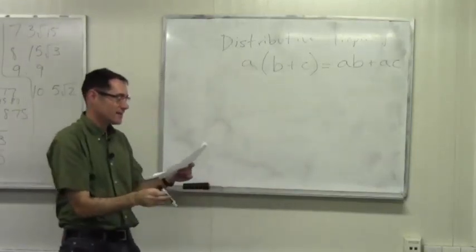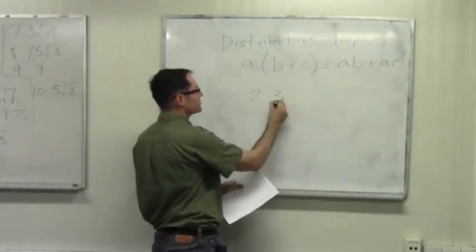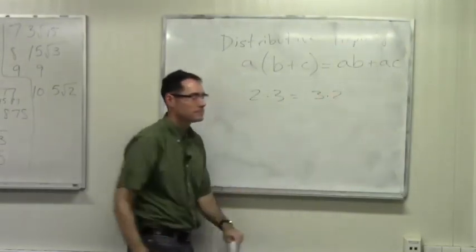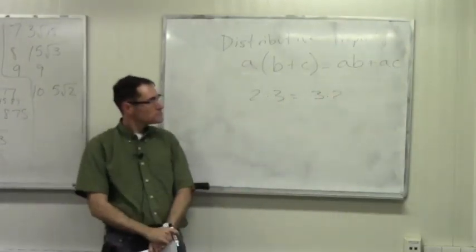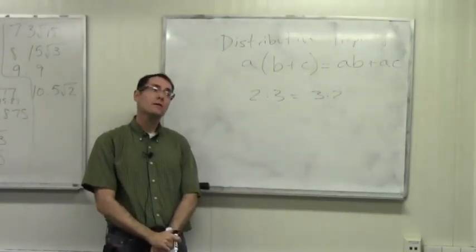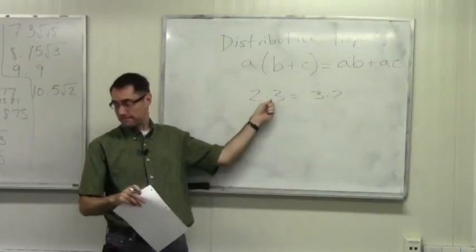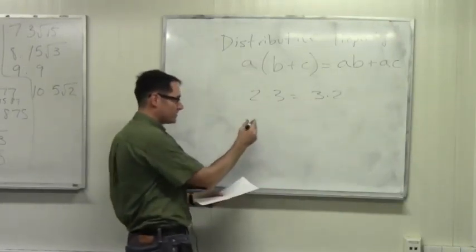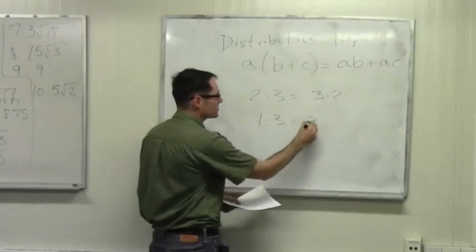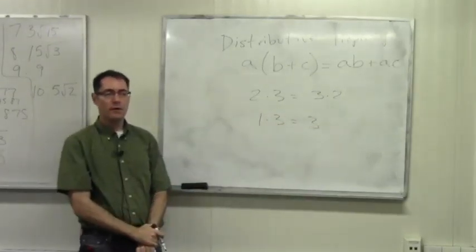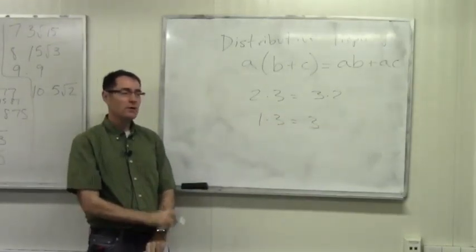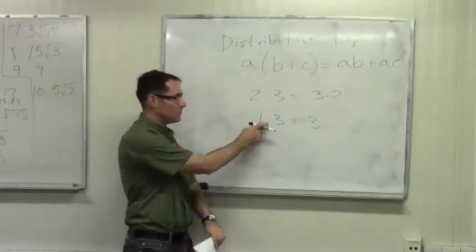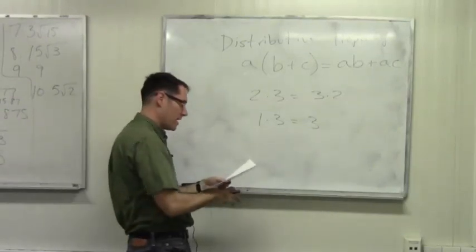OK. How about this? 2 times 3 equals 3 times 2. Commutative of which property? Multiplication, because we're multiplying. Good. OK. How about 1 times 3 equals 3? Good. Identity of multiplication. Good. OK.